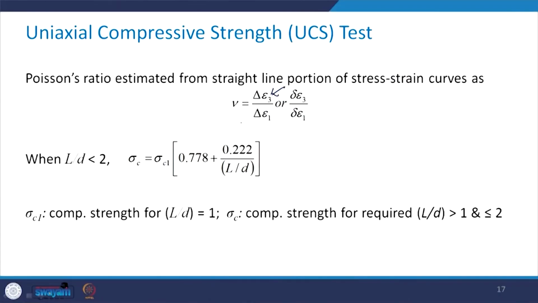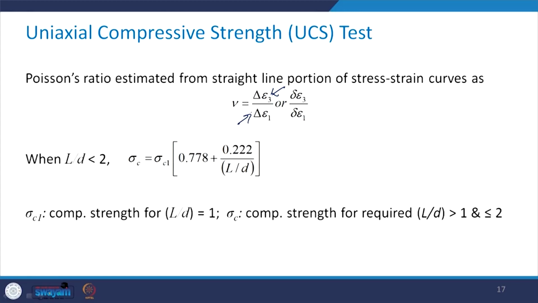We can also obtain the Poisson's ratio. I already showed you how the variation will look. As per the definition of the Poisson's ratio, the ratio of the lateral strain and the axial strain defines the Poisson's ratio. That can be estimated from the straight line portion of the stress strain curve, which I have already explained to you.